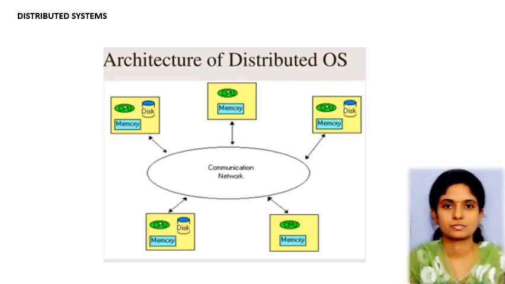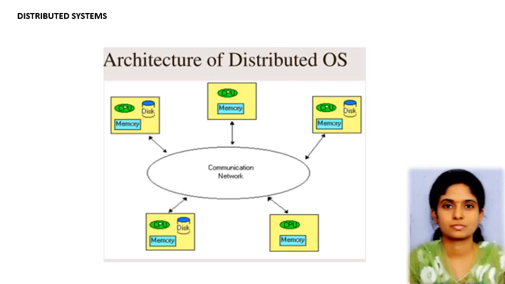Normally distributed systems work on distributed memory. Processors in a distributed system may vary in size and function. These processors are referred to as sites, nodes, computers, and so on. As you can see in the diagram, there are different types of systems which are connected to a common communication network. So I hope you can see.